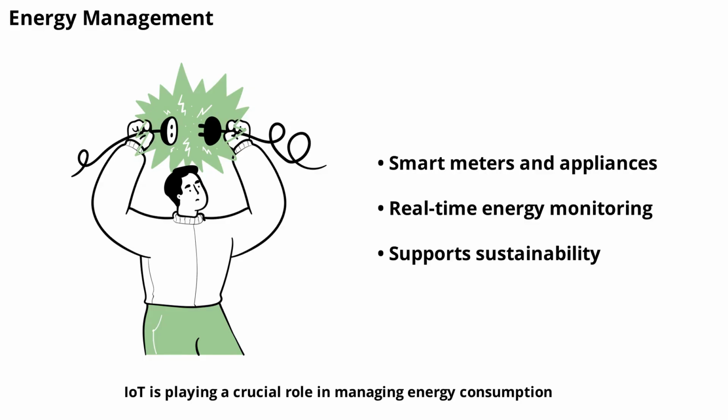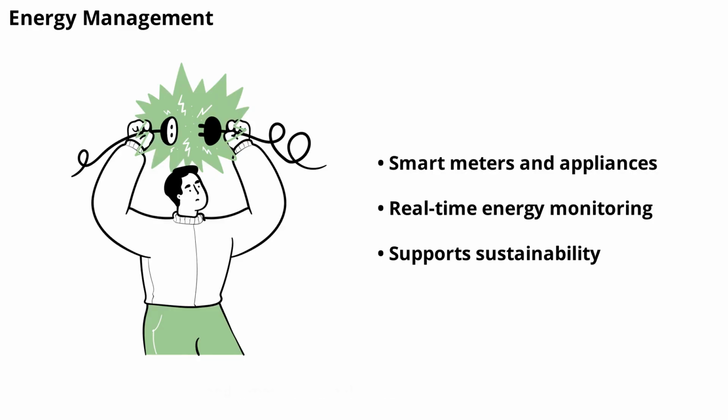IoT is playing a crucial role in managing energy consumption. Smart meters and connected appliances help households and businesses monitor and control their energy use. Utility companies use IoT to detect outages, balance supply and demand, and integrate renewable energy sources. These advancements lead to cost savings and a more sustainable energy future.